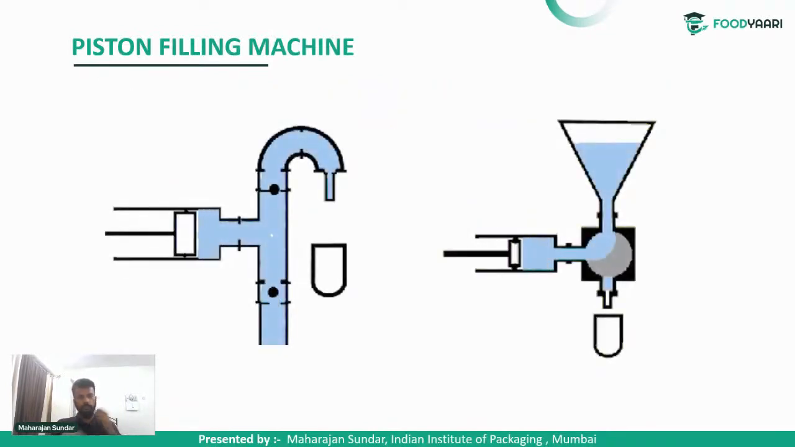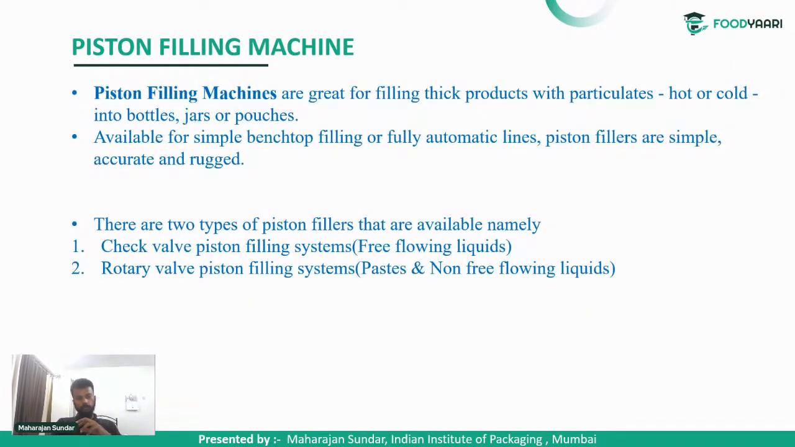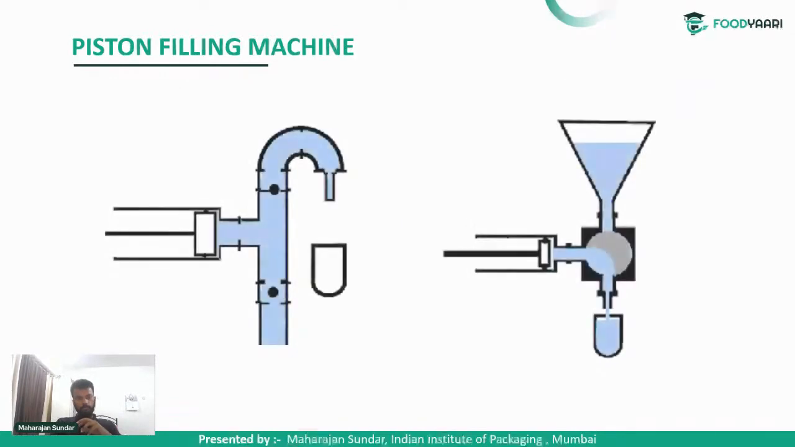Here on the left, the first thing is the check valve filling system. From the bottom of the container, from the bottom of the tube, there comes the product which has to be filled. Okay, and the piston will be in continuous action.